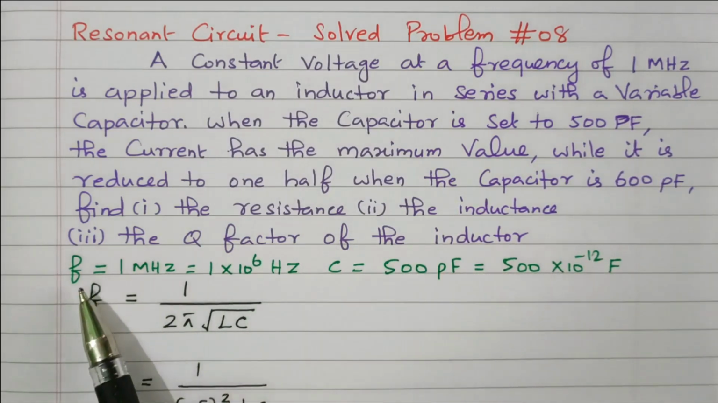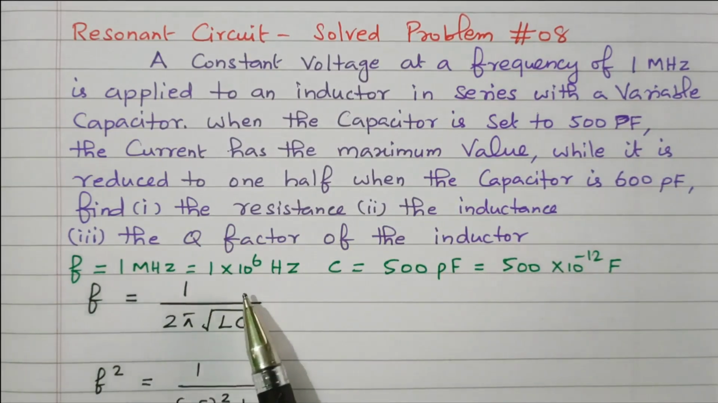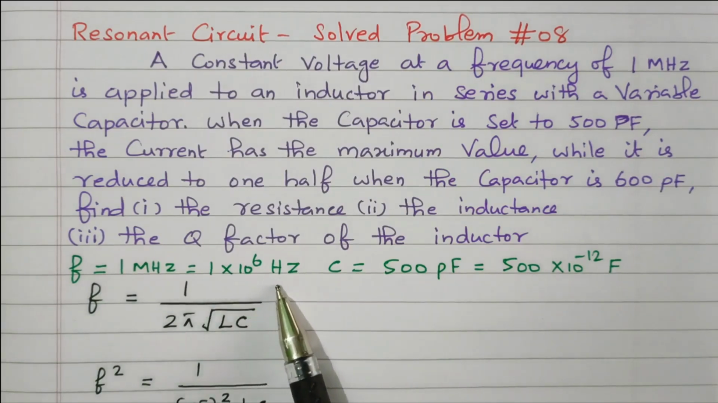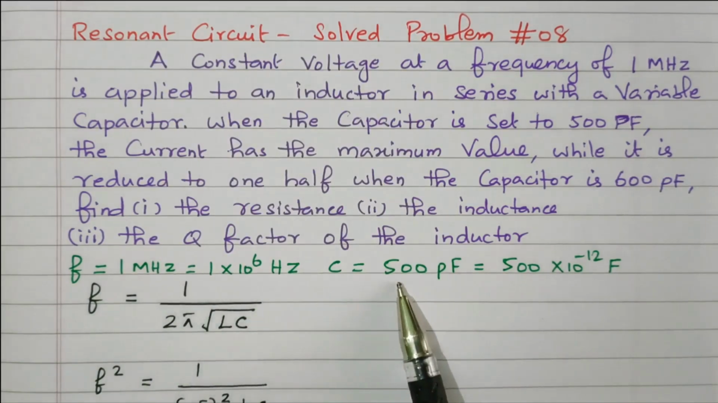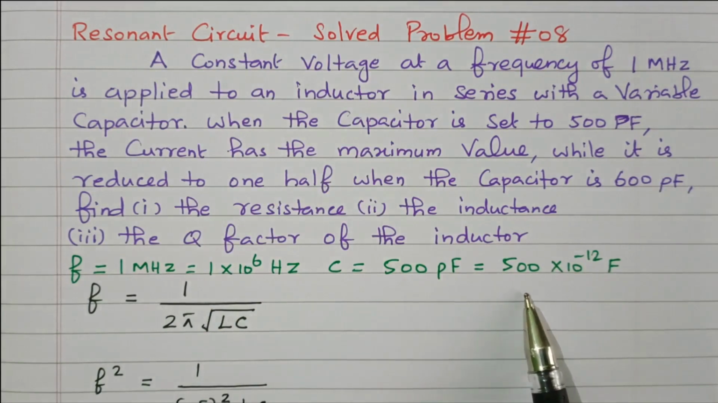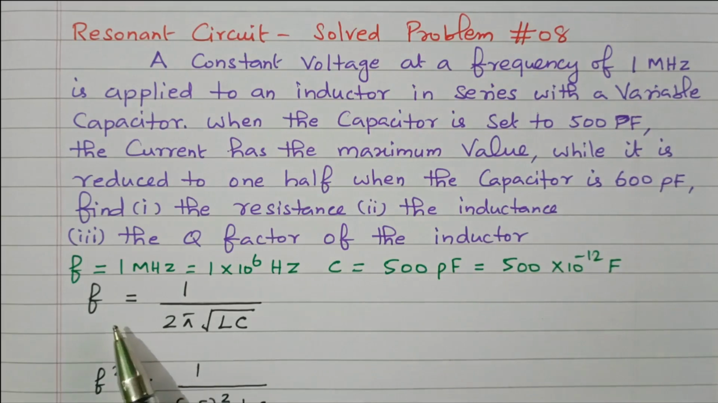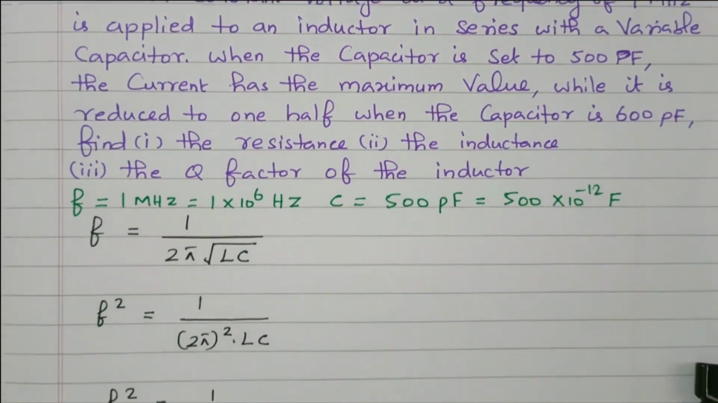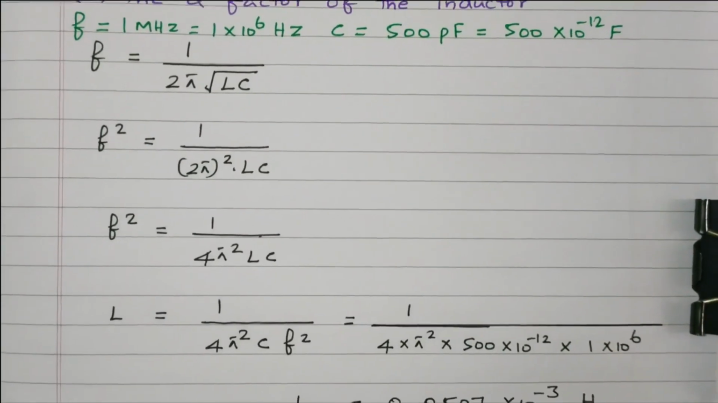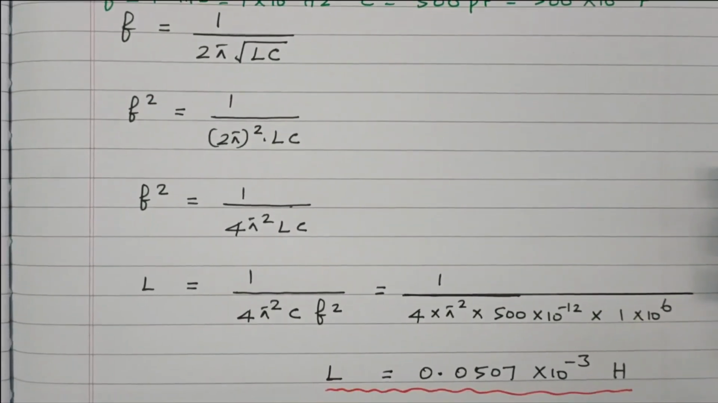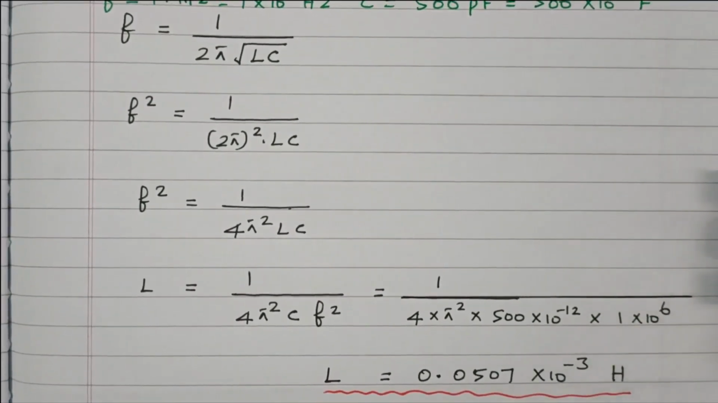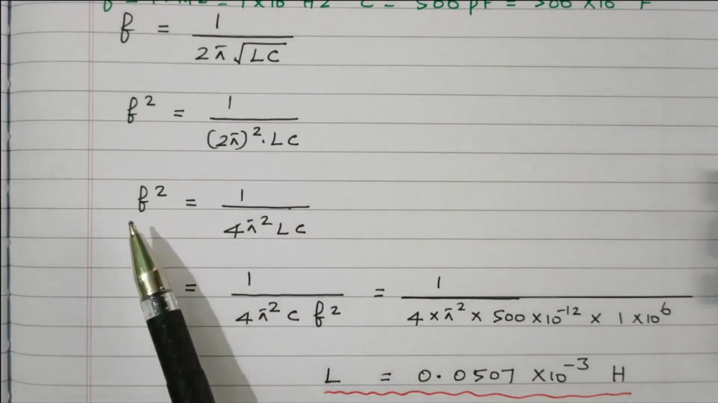So the given data is F equal to 1 megahertz, that is 1 into 10 to the power 6 hertz, and C equal to 500 picofarad, that is 500 into 10 to the power minus 12 farad. So F equal to 1 divided by 2 pi root of LC. The C value is given, L value is not given, so we can find the L value from this frequency formula.